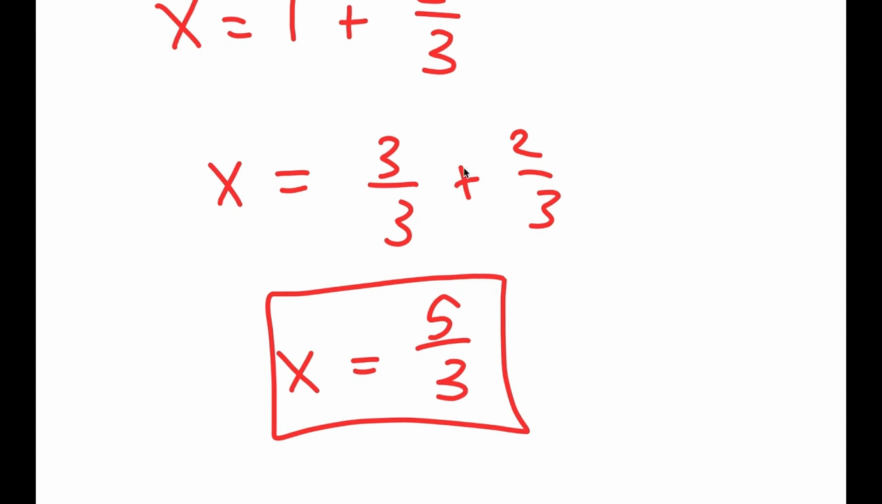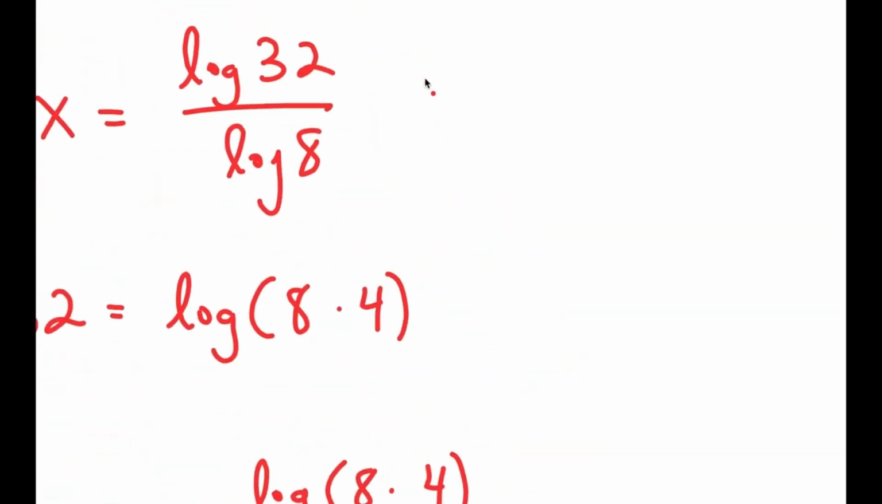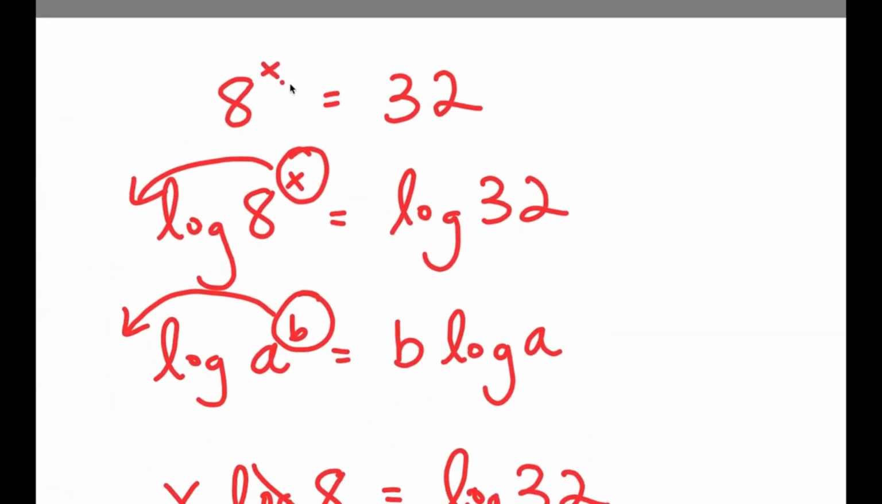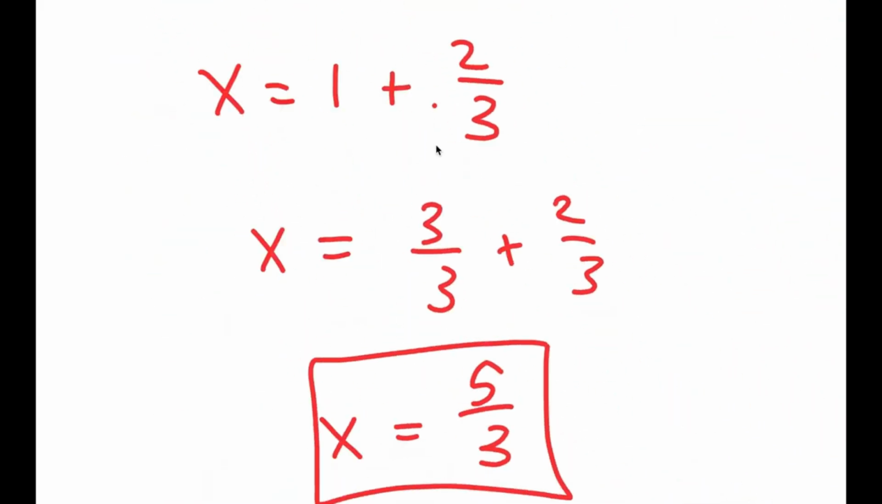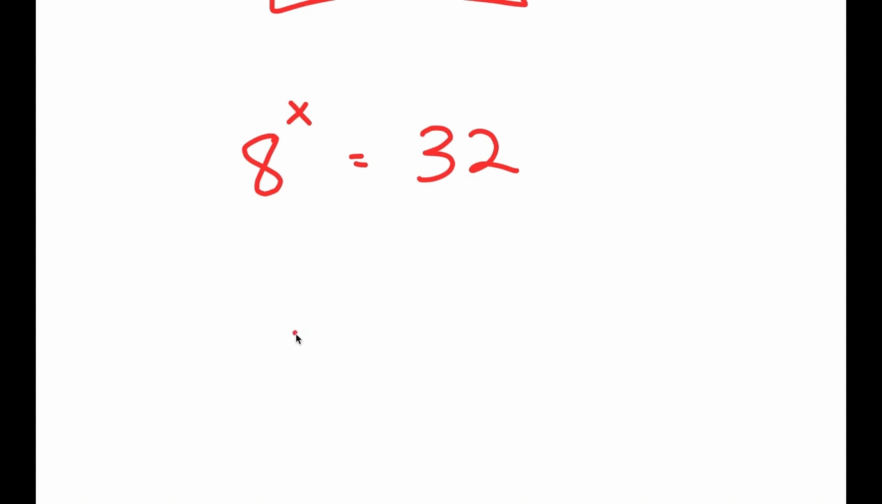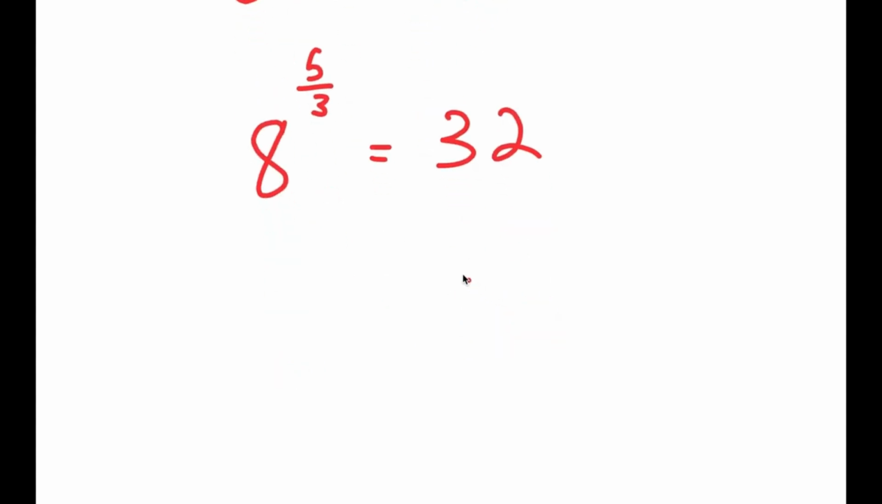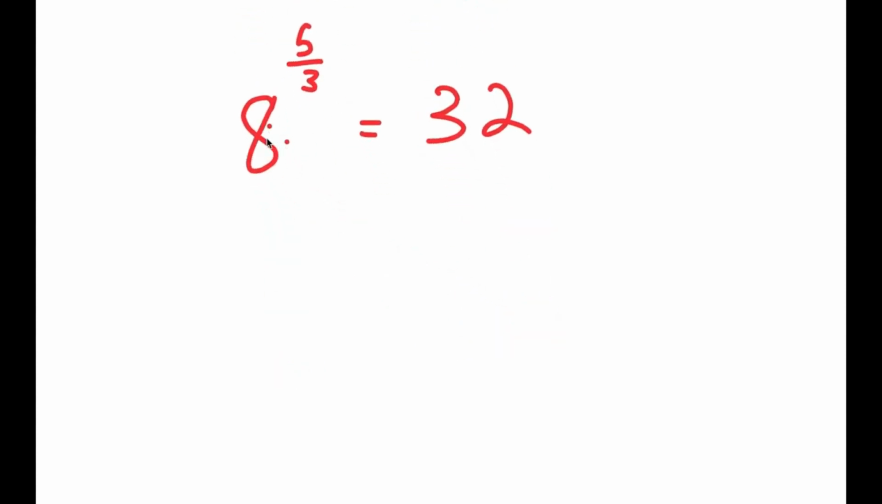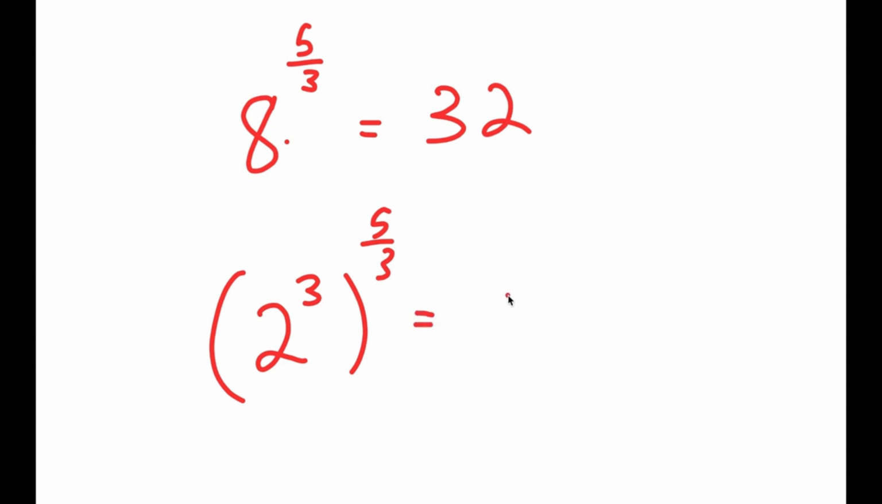Now, how do we know that this is the right answer? So, going back, we have a to the power of x equals 32, and we're plugging in 5 over 3. So we get 8 to the power of 5 over 3 is equal to 32. Now, if you already know, 8 is the same thing as 2 to the power of 3. So I get 2 to the power of 3 to the power of 5 over 3 is equal to 32, and 32 is the same thing as 2 to the power of 5.